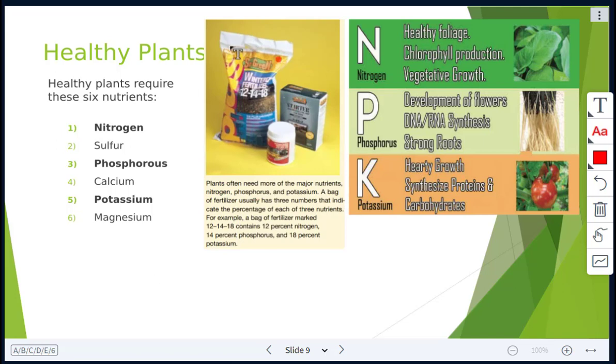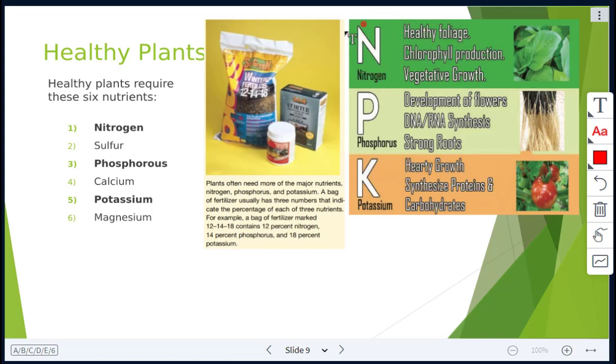And if you look at a bag of fertilizer, it usually has those 3 numbers on the bag. In this case, 12, 14, 18. Those numbers indicate the percentage of each of those 3 nutrients. So 12, 14, 18 means it contains 12% nitrogen, 14% phosphorus, and 18% potassium. And it's always in that order.